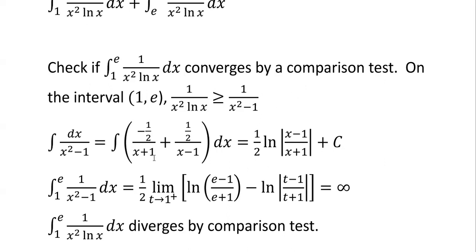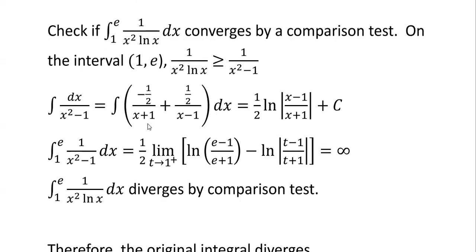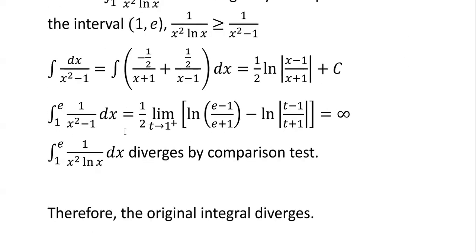This is partial fraction decomposition right over here, okay? And this is the antiderivative over there. I'm going to skip the steps. You can pause the video and go over that and try it for yourself. So the integral from 1 to infinity of 1 over x squared minus 1 dx, fundamental theorem of calculus, and take the limit, it's infinite. Therefore, this diverges. And since our guy's even bigger, our guys are going to diverge as well. So the original integral diverges since one of the two pieces diverges.